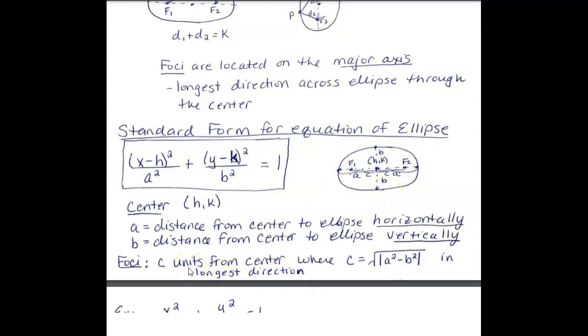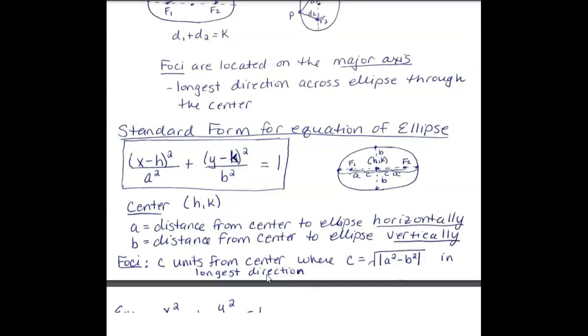The foci are located a distance of c units from the center, where c is found by taking the square root of, and the book writes this as, the absolute value of a squared minus b squared. However, basically you're just subtracting your denominators in the order in which you get a positive number, because you can't square root a number if it's not positive. Okay, so that's how you find the distance. You take the square root of the difference between the denominators, making sure that's positive. That's the value of c, and you move from the center in whichever direction is longer.